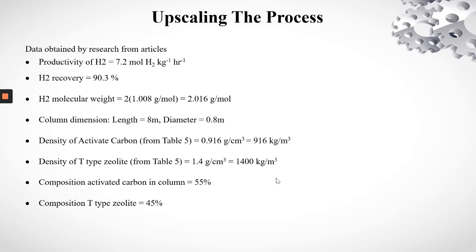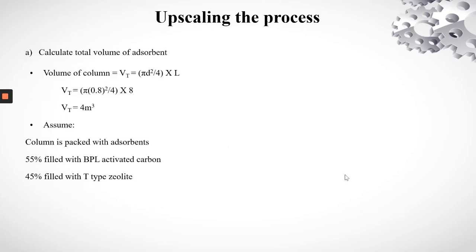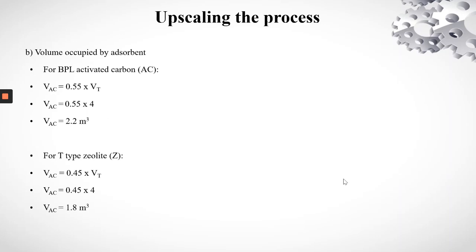The next part is upscaling the process. These are the data obtained by research from articles. First step is calculating the total volume of adsorbent. This is the formula for volume of column. The total volume we got is 4 meter cube. The assumption is that our column is packed with adsorbents, 55% filled with BPL activated carbon and 45% filled with T-type zeolite. Next is finding the volume occupied by each adsorbent, which we get by multiplying the composition of BPL activated carbon and T-type zeolite by the total volume of the column.